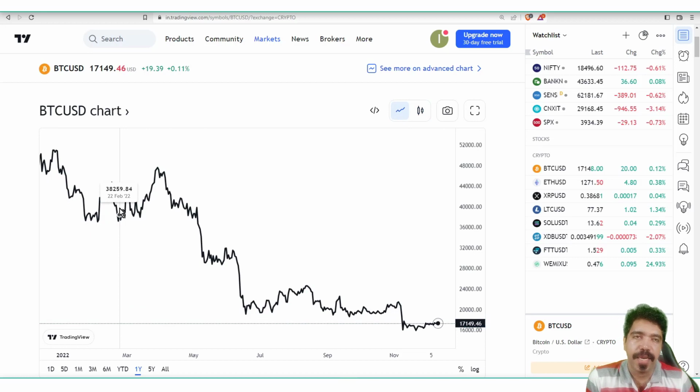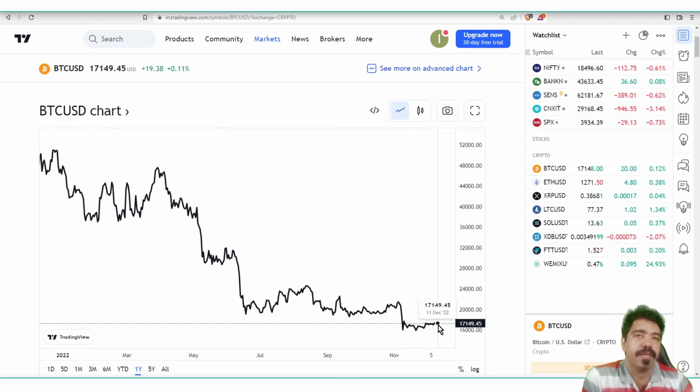So that was a candlestick chart. Also, we can see the line chart. So the line chart is like this. This is much simpler to visualize. And here you can see that we are in the bearish market since a long time. The price has been falling from December till date. So December to December, since the last 1 year, the price has been falling from 50,000 to 17,149.